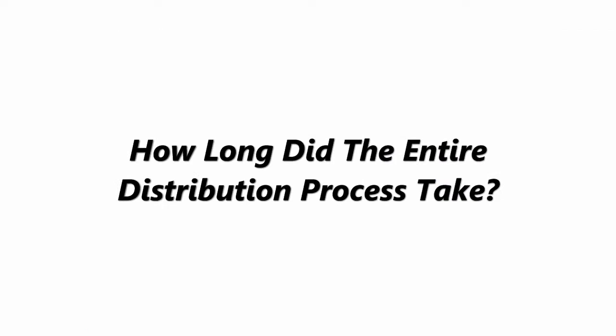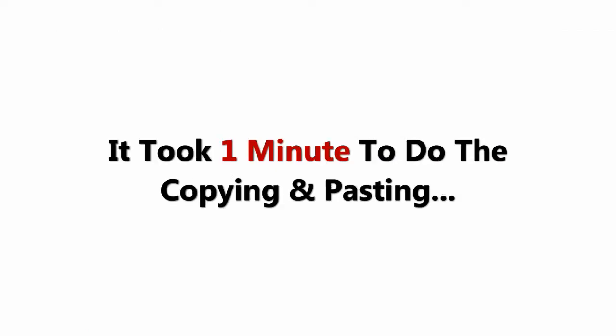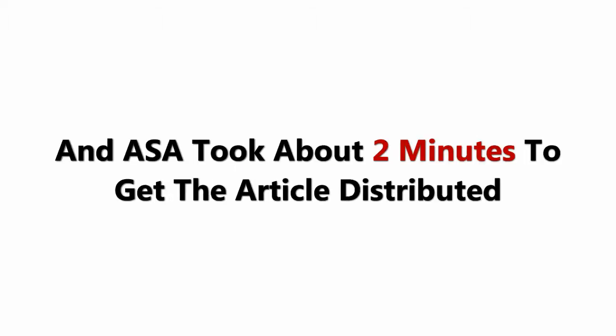So, how long did the entire distribution process take? It took about 1 minute to do the copying and pasting. Then ASA took about 2 minutes to get the article distributed. Now on the average, it takes about 5 minutes, but in this case, it took just 2 minutes. During these 2 minutes, we were waiting.